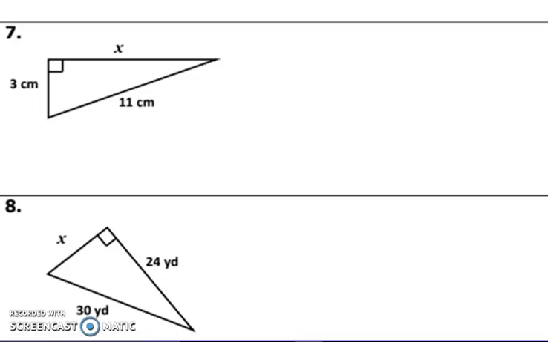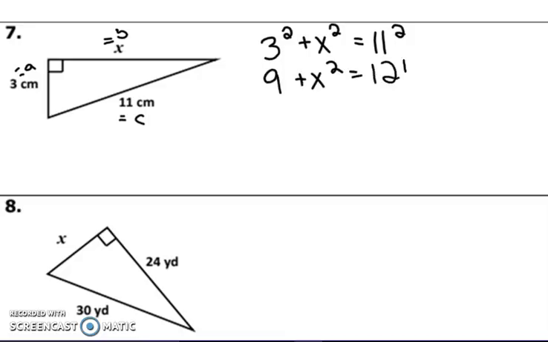Now, if we look at number 7, again, start by labeling that hypotenuse. And it doesn't matter A or B, but if we notice in this case, we're solving for one of the legs instead of the hypotenuse. We still want to set up the formula the same way. So we're going to say 3 squared plus B is x, so that becomes your x squared, equals 11 squared. Becomes 9 plus x squared, and it equals 121.